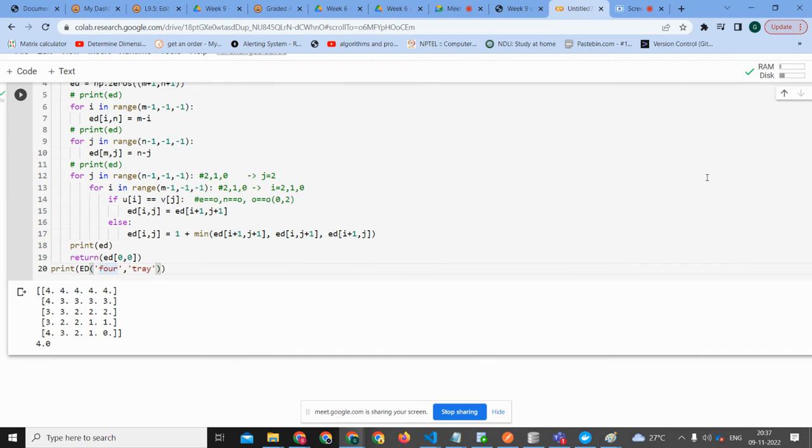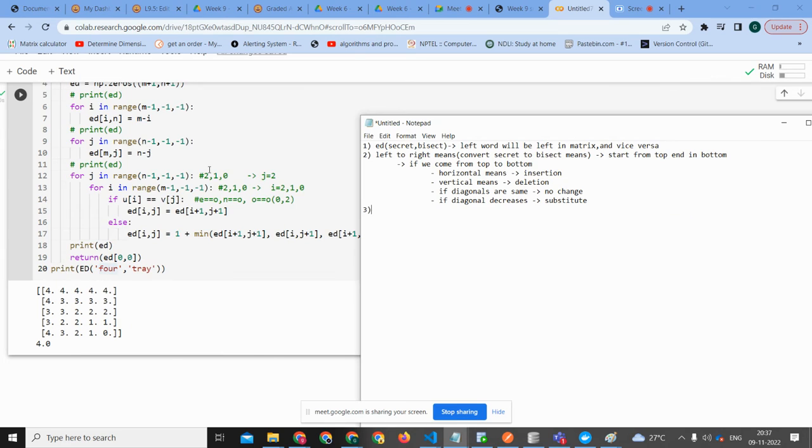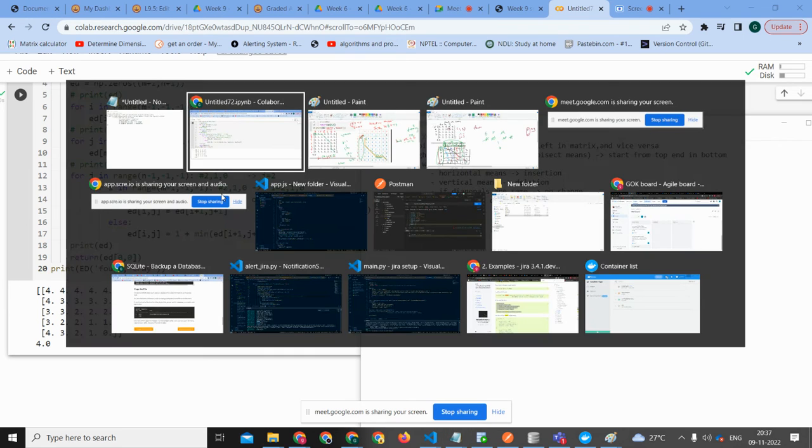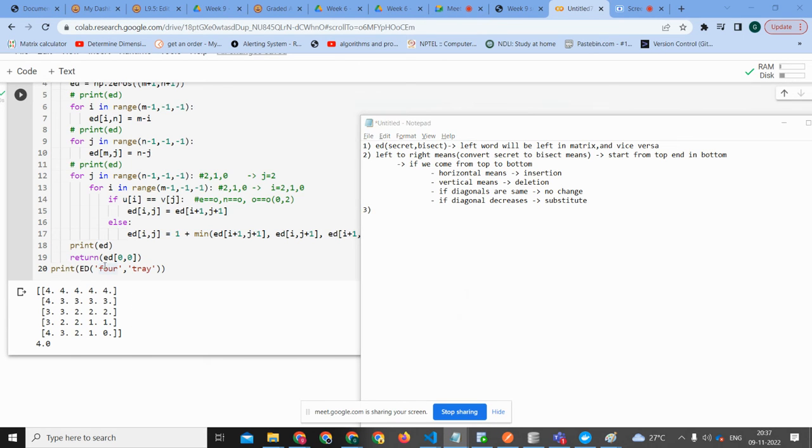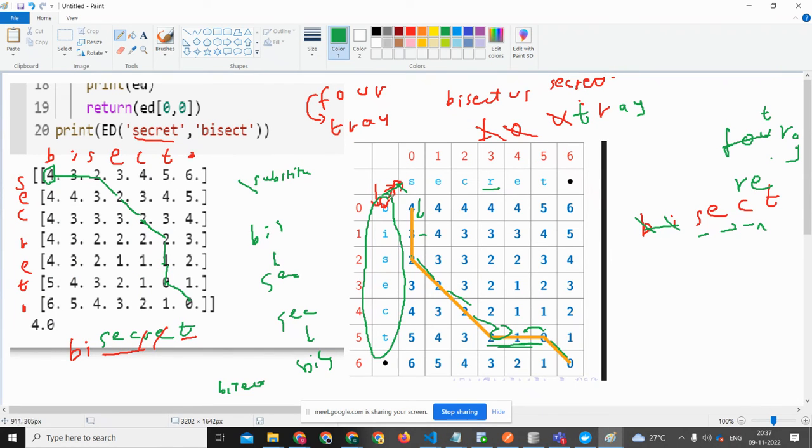Okay, so let's hurry up and finish this code. In the notepad, point number one, I think, is it correct? Secret and bisect. Left word will be left in the matrix and vice versa. And vice versa is something like left word will be on top, right? No, bro, no. Left word will be, as per the example, I'll show it.